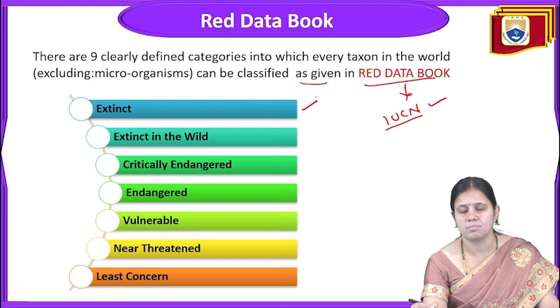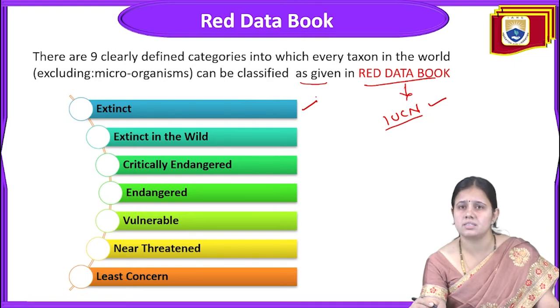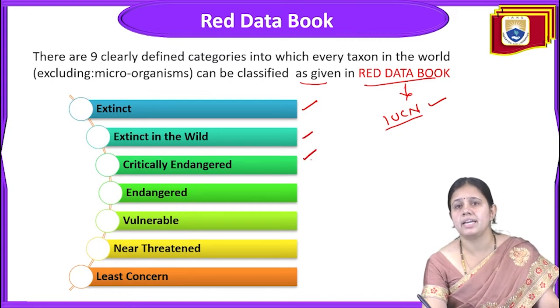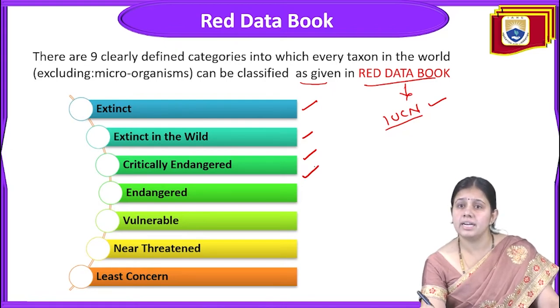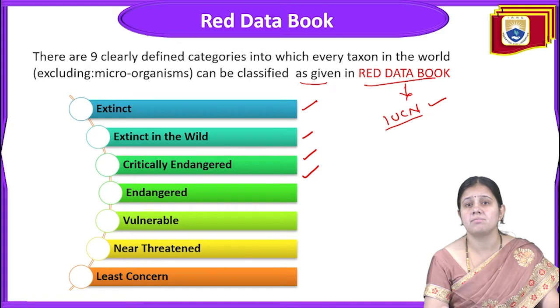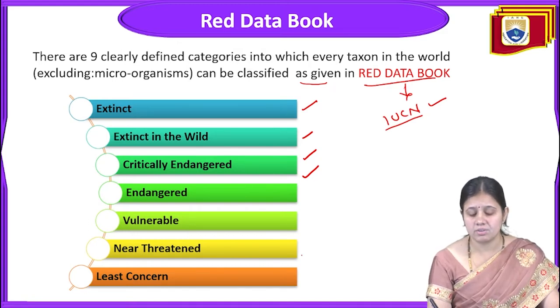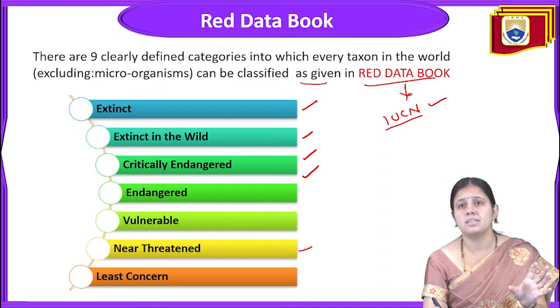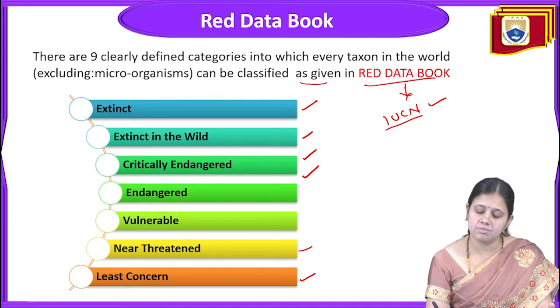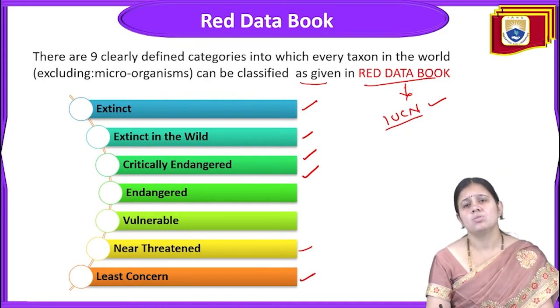First is the extinct category, meaning those species that are extinct today. Next is extinct in the wild. Next is critically endangered, meaning they have a high risk of becoming extinct in the coming future. Next is endangered, meaning those species that are going to be extinct in the coming future. Vulnerable, meaning they have a threat of extinction. Next is near threatened, meaning nearly threatened in the coming days. And those species that come under the category of least concern, meaning their population is okay for now.